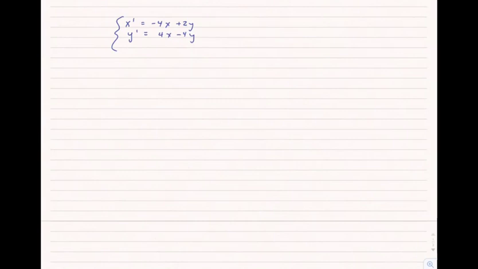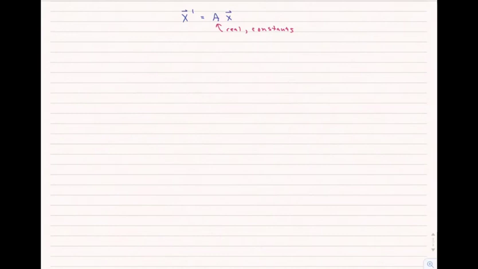Here's a system of linear equations, and if I wanted to write it in matrix form, it would look like this. Or I could write it more generally as X prime, and this time I'm going to explicitly write the vector sign over the X because it's a vector, equals some matrix A times that same X vector, but this time it's just the X vector, not the derivative. And we're going to focus a lot on this form, this X prime equals AX. We're going to say that this matrix A is filled with real numbers and that they're all constants. And we're going to do the same thing that we've done in the past.